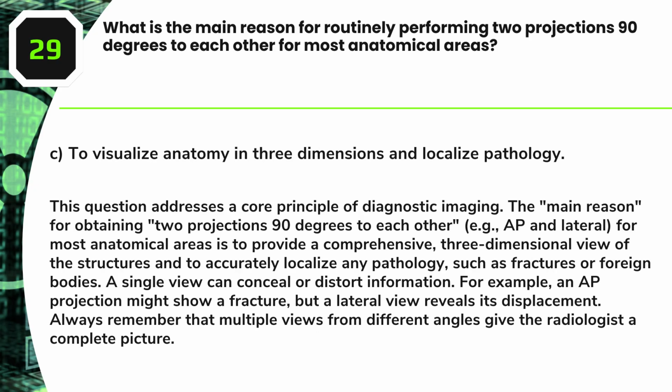Answer C. To visualize anatomy in 3 dimensions and localize pathology. This question addresses a core principle of diagnostic imaging. The main reason for obtaining two projections 90 degrees to each other, e.g., AP and lateral, for most anatomical areas is to provide a comprehensive, 3-dimensional view of the structures and to accurately localize any pathology, such as fractures or foreign bodies.